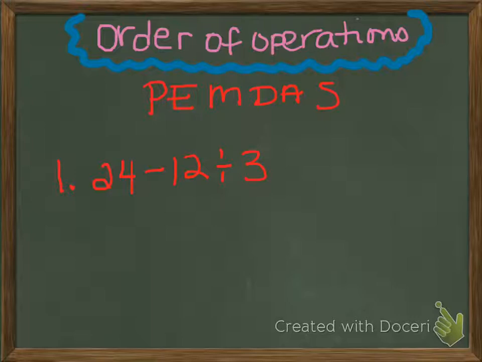We should look to see if there are any parentheses first, then exponents, then you do multiplication and division in the order that you see them, and then addition and subtraction in the order that you see them.